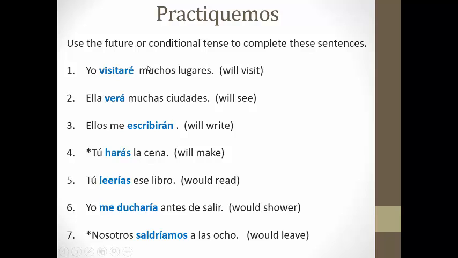Number 2. She will see many cities. Ella verá. 3. They will write me. Ellos me escribirán. 4. You will make dinner. Tú harás. 5. You would read that book. Tú leerías. 6. I would shower before leaving. Me ducharía. And 7. We would leave at 8. Nosotros saldríamos.